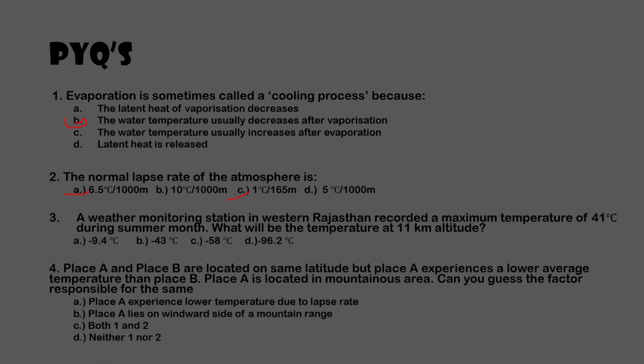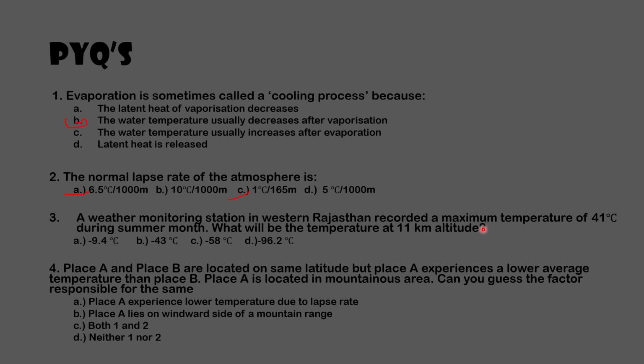The third question: a weather monitoring station in western Rajasthan recorded a maximum temperature of 41 degrees Celsius during summer months. What will be the temperature at 11-kilometer altitude? So you are given three conditions here. The first is the maximum temperature on the surface, which is 41 degrees Celsius. The second is that it is of summer months, so relative humidity will be relatively lesser. And it is in Rajasthan, so of course relative humidity would be very low during summer months. This question asks you to calculate the temperature at a height of 11-kilometer altitude.